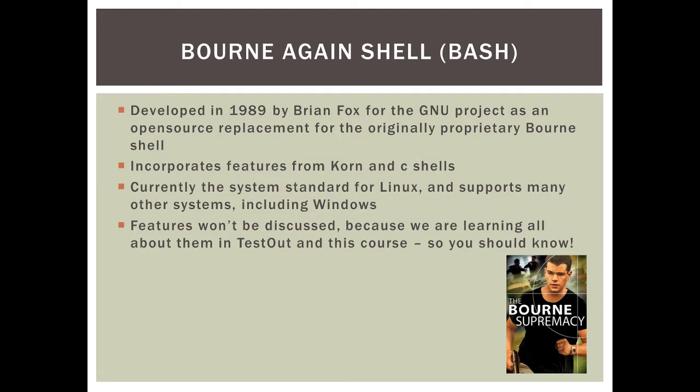And lastly came the Bourne Again shell, or Bash. It was developed in 1989 by Brian Fox, not Bourne, for the GNU project as an open source replacement for the originally proprietary Bourne shell. It incorporates features from the Korn and C shells, and is currently the system standard for Linux and supports many other systems, including Windows.